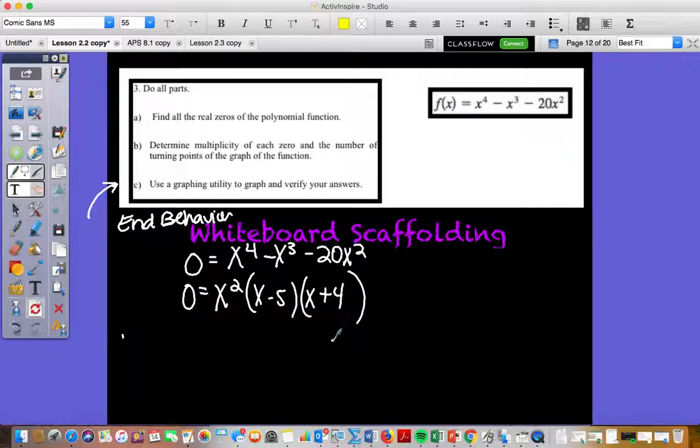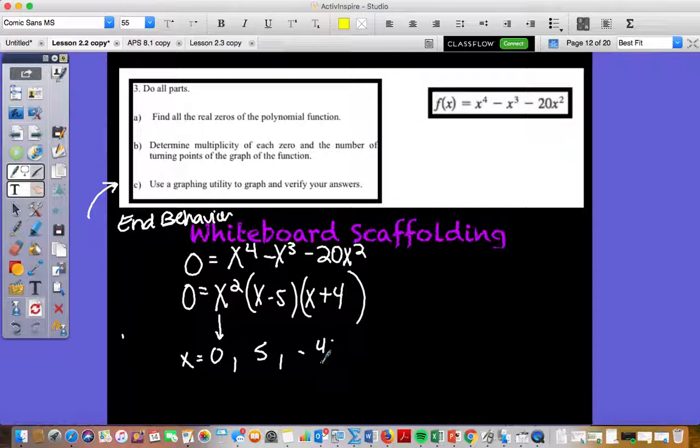Very good. So we've got to say that this is going to be, we'll do this. This one is 0. Don't forget that, okay? So x equals 0, 5, and negative 4, right? These are all three solutions.